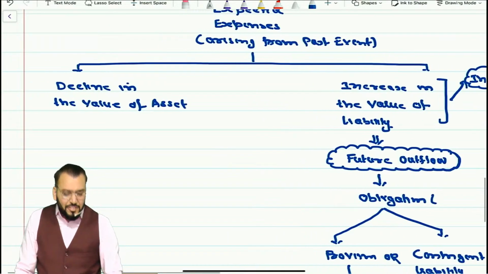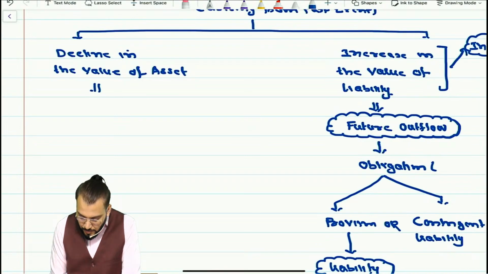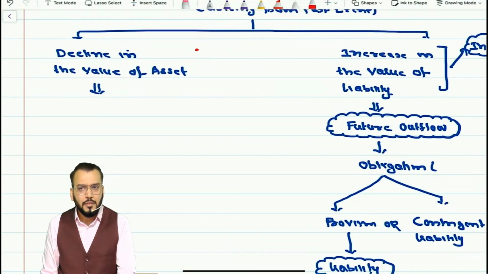Understood? So what is this decline in the value of asset? Decline in the value of asset means what? Future. It is what? Future?